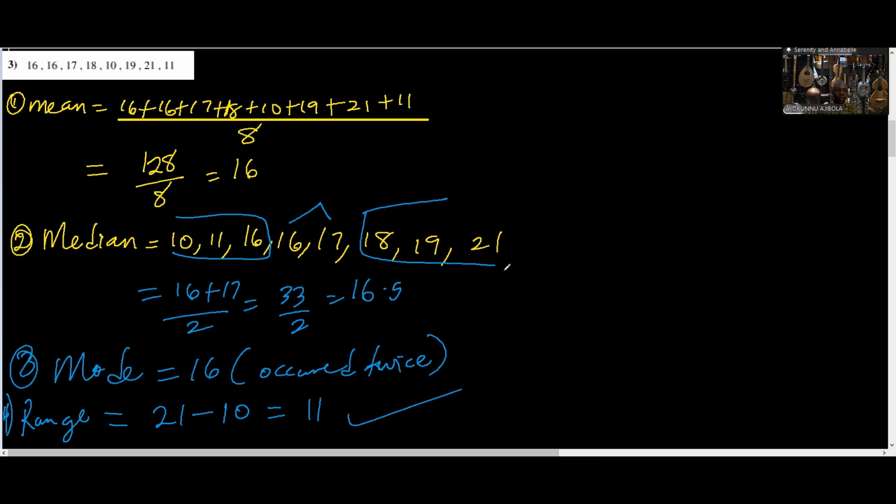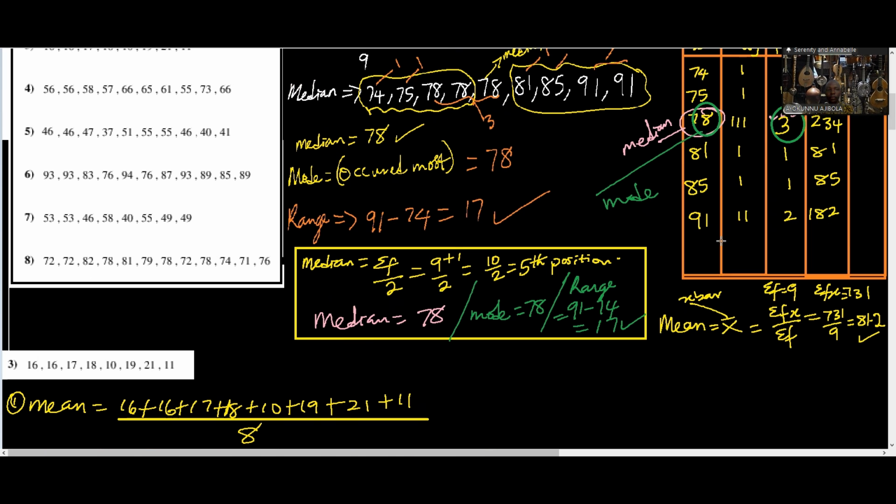So if you take note in all of these examples, you will observe that the mean, the median, and the mode are always around the same kind of number. This is 16, this is 16.5, and this is 16. Only the range is an outlier, okay? Is that clear?